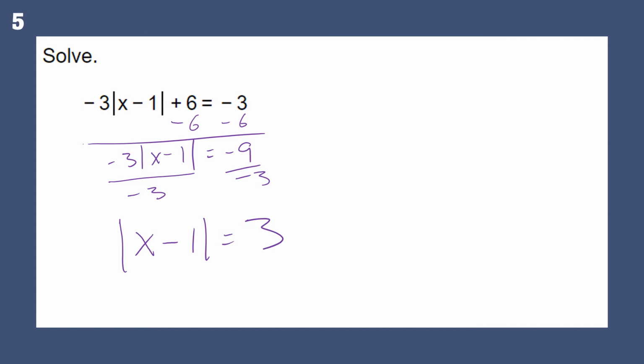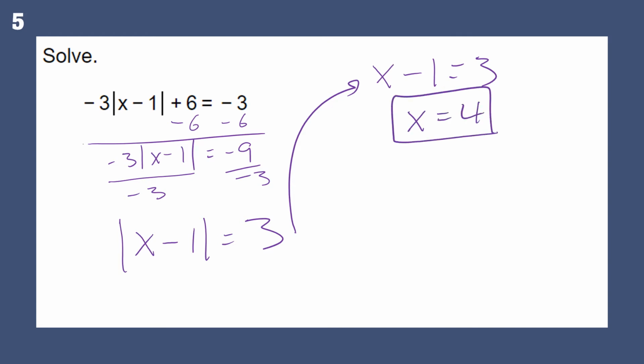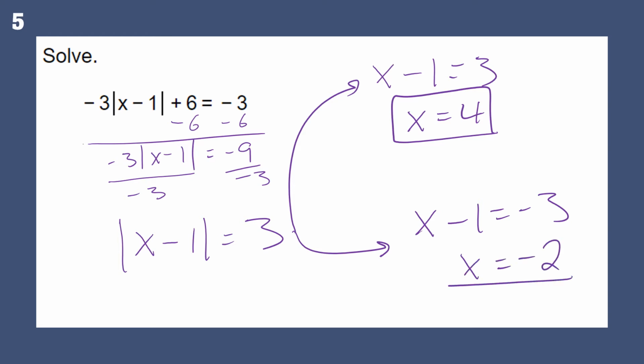And since it's absolute value, that's going to be two equations. First, it could be x minus 1 equals 3, and then I could solve it and I get x equals 4. Or it could be x minus 1 equals negative 3, and if I add 1 to both sides, I get x equals negative 2. So I end up with both of those as solutions.